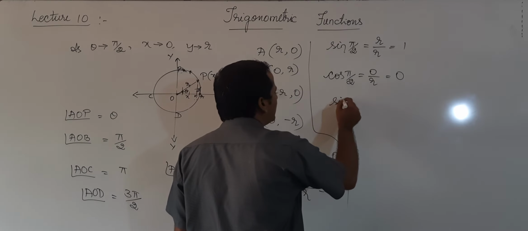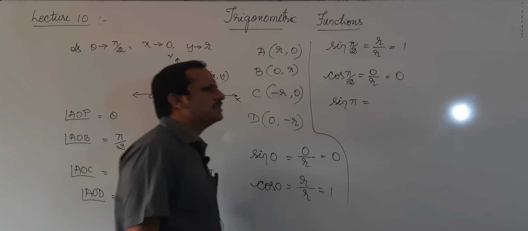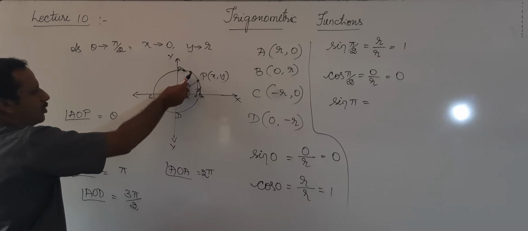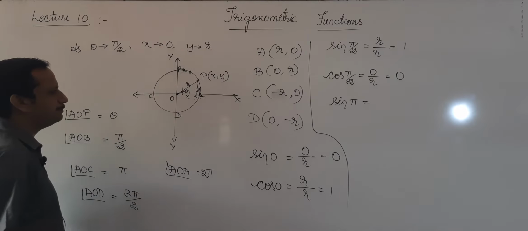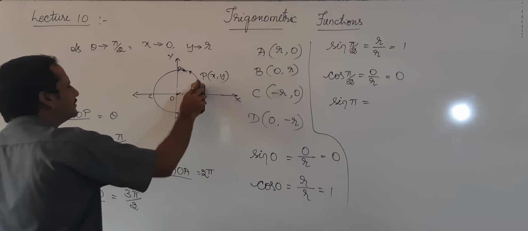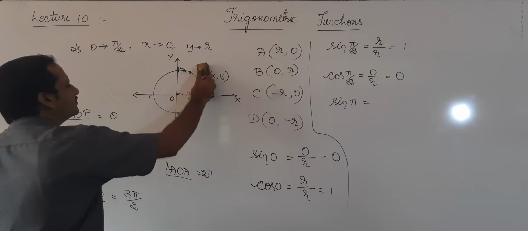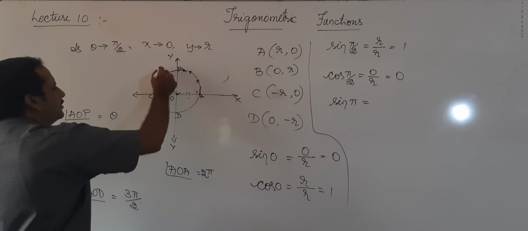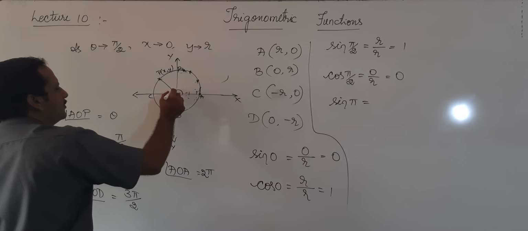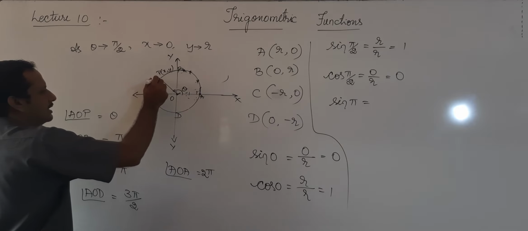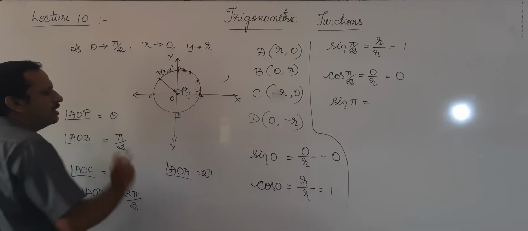Okay. Then I want sin pi. Now theta moves towards pi. This theta will move towards pi. So I will redraw this. Let me take a P here, x comma y. This is theta. This is moving towards this point C.